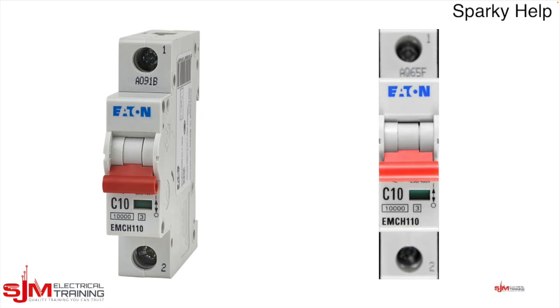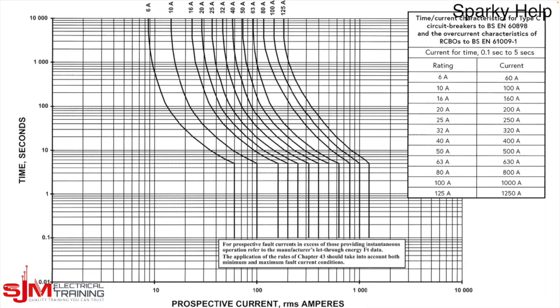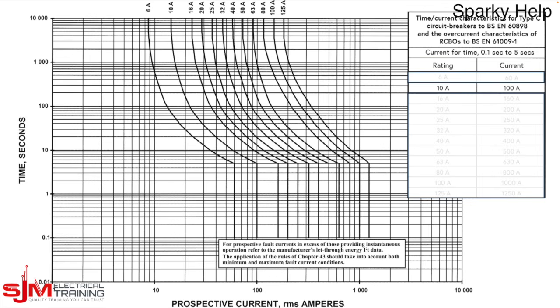And then we have a type C circuit breaker, and here we have a time current characteristic for that particular one. Obviously they all look very similar, but we're going to concentrate on the 10 amp, and you can see that it takes 100 amps for this one to disconnect. So the same rating, but more current to make them blow.